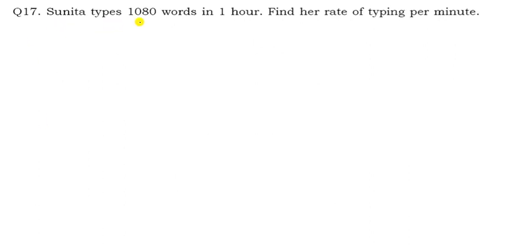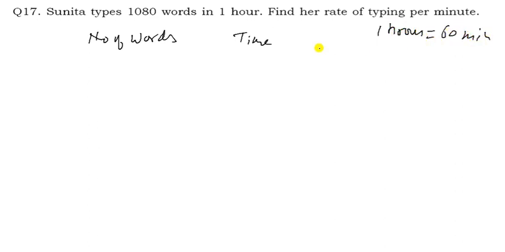Now come to the 17th question. Sunita types 1080 words. So you can write your number of words. And here is time. Time is 1 hour. So you can write 1 hour is equal to 60 minutes. So time in minutes. So Sunita types 1080 words in 1 hour, that is 60 minutes. Find the rate of typing per minute. Per minute, that is 1 minute.